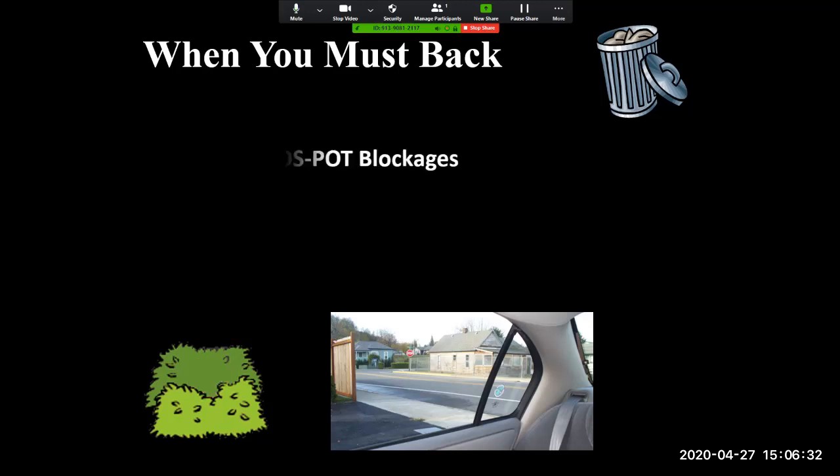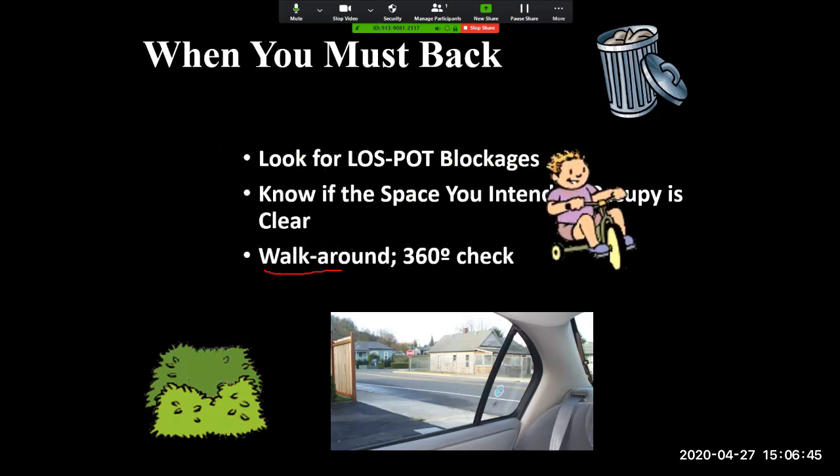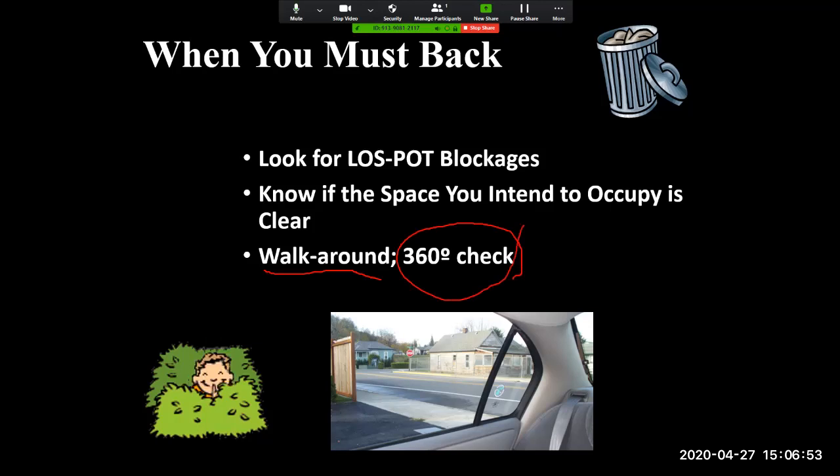When we back, we have to look for line of sight, path of travel issues. We have to know if the space that we're intending to occupy is clear. When we get into the car, we're going to do what's called a walk around. So when we are driving for the first time, we're going to walk around and make sure everything's clear. When we're in our car, we're also going to do a 360-degree check, and that's looking all around to make sure it's completely clear in all directions.